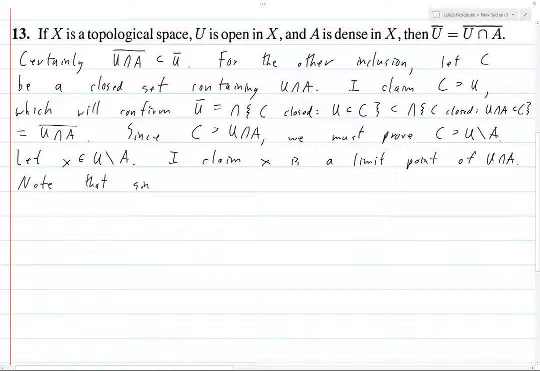Okay, so to prove this, note that since U is open, what we need to do is prove that every open neighborhood of X contains some point not equal to X, which is in U intersect A. So anyways, to start with, U is open, and here we're really using the fact that U is open. Since U is open, there exists some open set V such that X is in V, which is entirely contained in U.